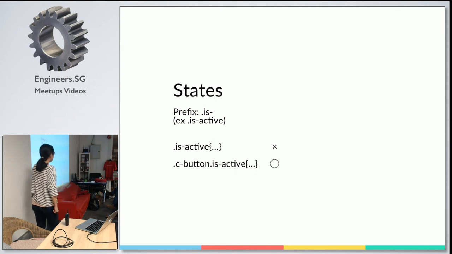And this isn't uncommon, so it shouldn't be anything new to a lot of you. And just one caveat, make sure not to put any styling onto the states, but make sure to combine it with a component. So you don't want to have .is-active with brackets and something inside. You want to combine it with a button, or you want to combine it with something else.